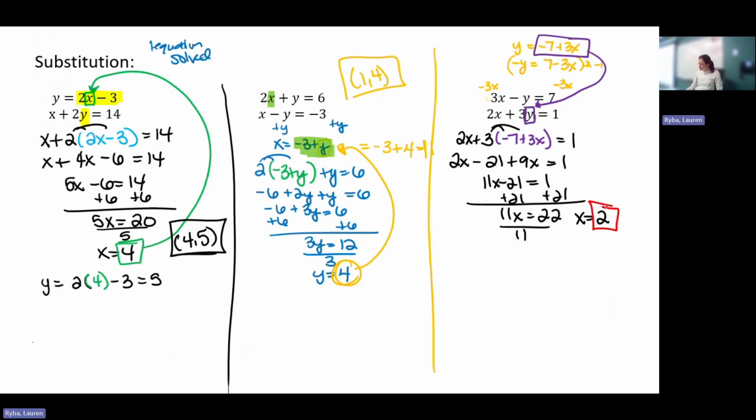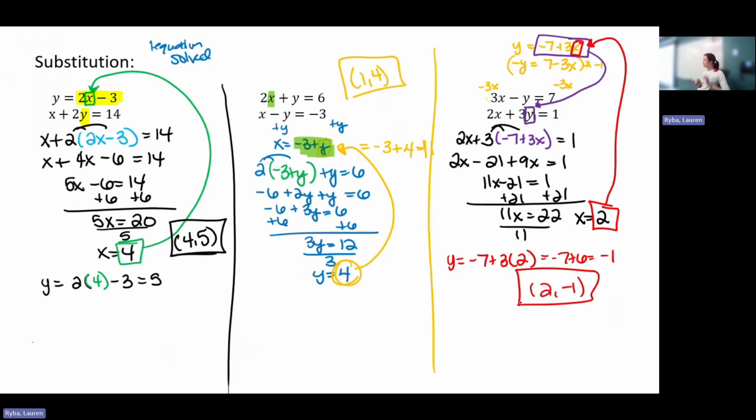We take that value back up to the top, where it says y equals -7 plus 3 times x. So y equals -7 plus 3 times 2. 3 times 2 is 6. -7 plus 6 is -1. So final answer is 2, -1.